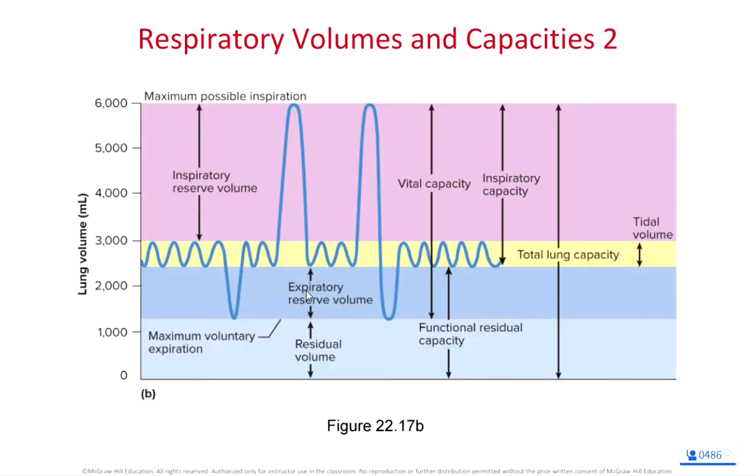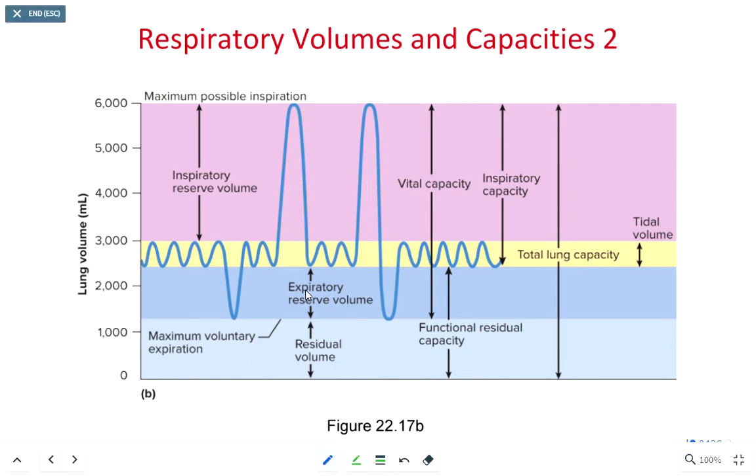So as we look at our spirograph, or spirogram, our tidal volume, or tidal capacity, is a small fluctuation in the volume of our lungs. And then when you exhale forcefully, the volume of the lungs will drop down. This change is the expiratory reserve. And when you inhale forcefully, you are going to have the volume of your lungs go up dramatically.